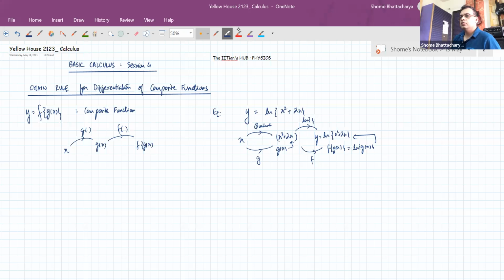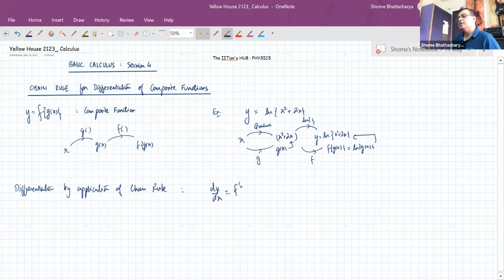Okay. So whenever we have composite functions, the differentiation is done by chain rule. So differentiation of such a function by application of chain rule. What the chain rule tells us is that the derivative of this function comes as this final formula. It is f prime of g of x into g prime of x, where f prime and g prime are derivatives. But how does this exactly work? So it comes in a step-by-step process.